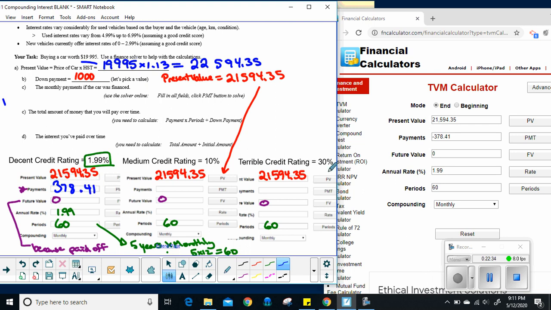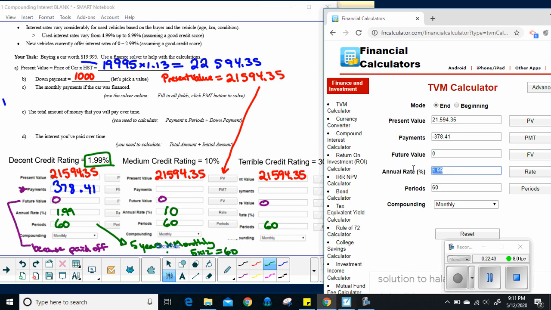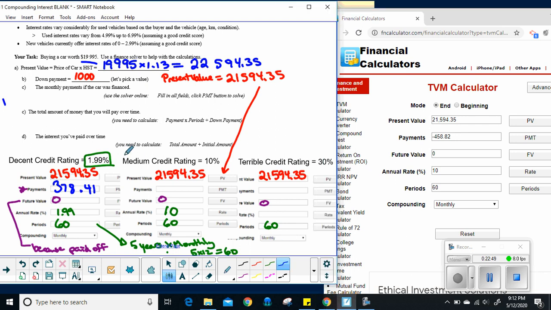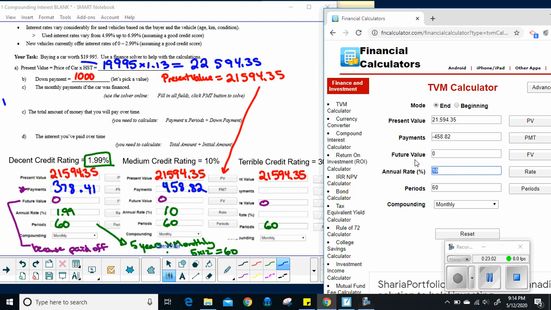That's pretty good. Okay, the second scenario says you've got an in-between credit rating. So it's not great, but it's not bad. 10%. Click on PMT, and what do we got? Oh, well, that's getting a bit more expensive. Now we're paying $458.82 per payment.